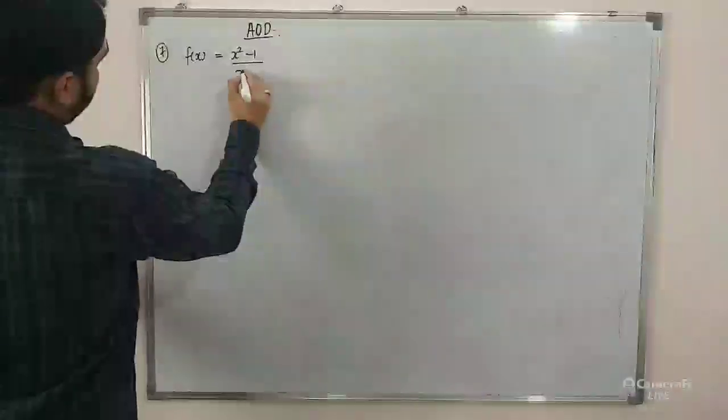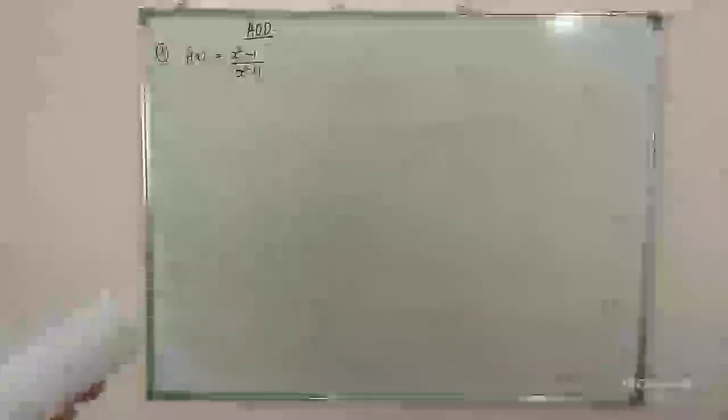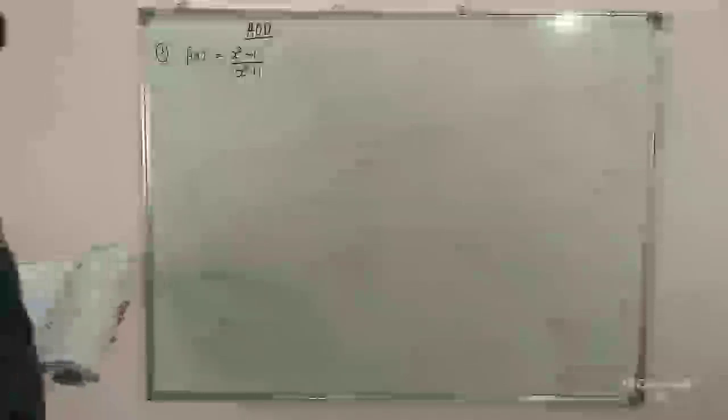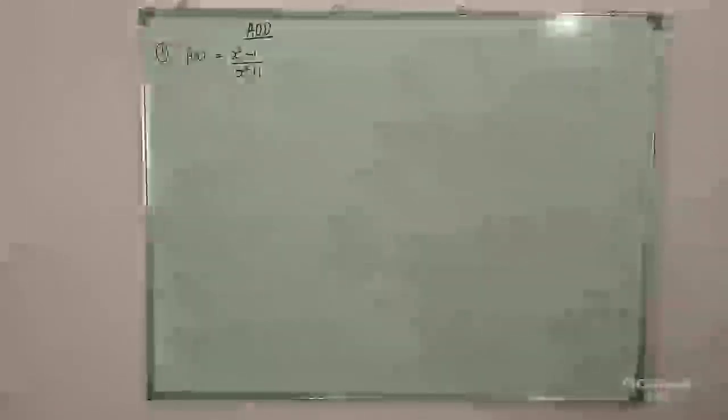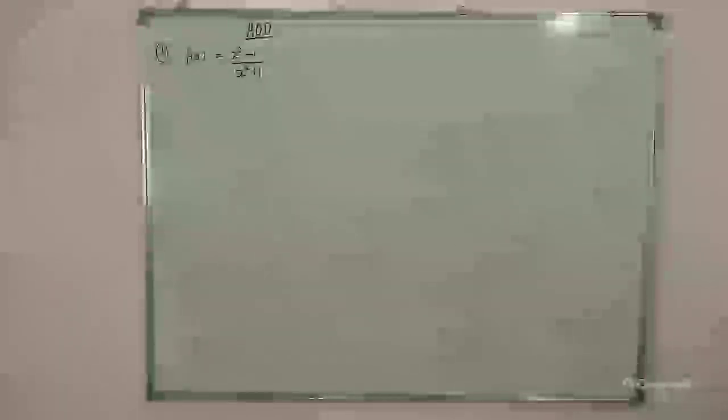Question number 7. In the seventh question, f of x is equal to x square minus 1 upon x square plus 1. So this is the given function. For every real number x, the minimum value of f. Okay, so we have to find the minimum value of f, right?